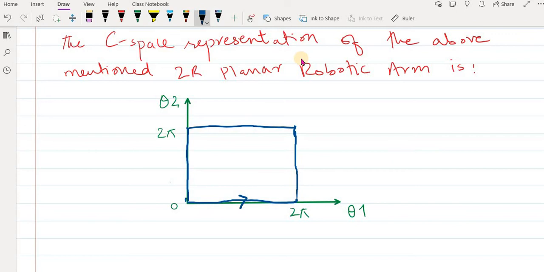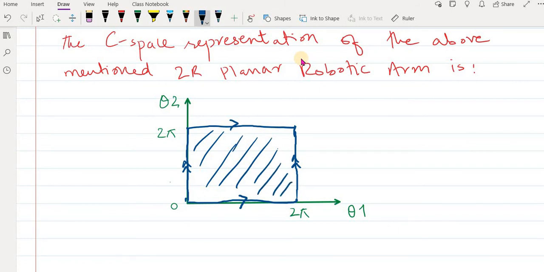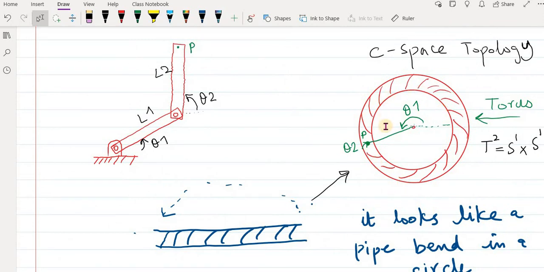So the area within this rectangle, all of your configurations of your 2R robotic arm will be within this area. So any value of angle, for example, if your link 1 is at pi and link 2 is also at pi, this point will be somewhere in the middle here. So this is the sample representation of your 2R robotic arm. And here is the C-space topology. This is how it looks like, a torus.